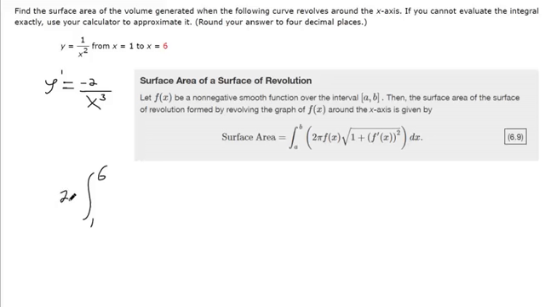x-axis. And then it's 2 pi, we can just move to the outside, times our original function, f of x, multiplied by the square root of 1 plus our derivative squared. So that's going to be the square root of 1 plus 4 over x to the 6, dx.